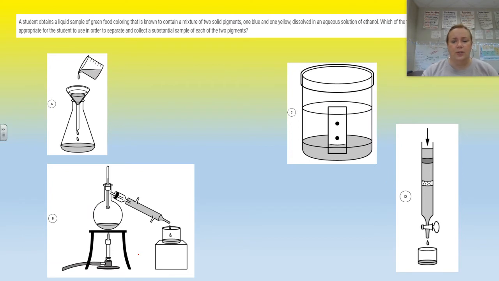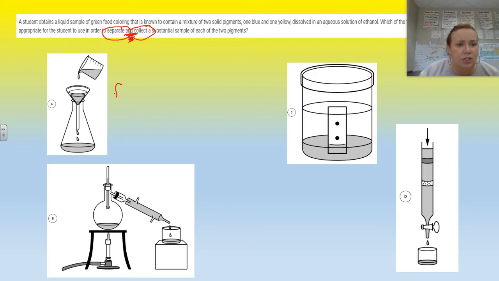Let's look at question 2. And I know my head's kind of up there in the thing, but you guys have this in front of you. A student obtains a liquid sample of green food coloring that is known to contain a mixture of two solid pigments, one blue and one yellow, dissolved in an aqueous solution of ethanol. Which of the following lab setups is most appropriate for the student to use in order to separate and collect? So this right here, we need separate and collect.